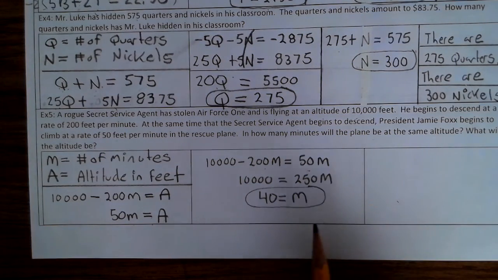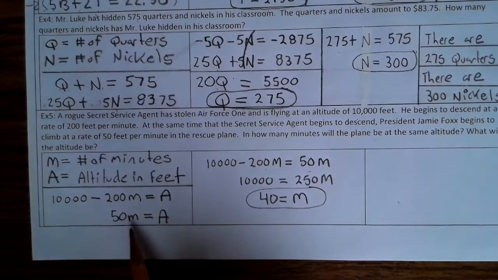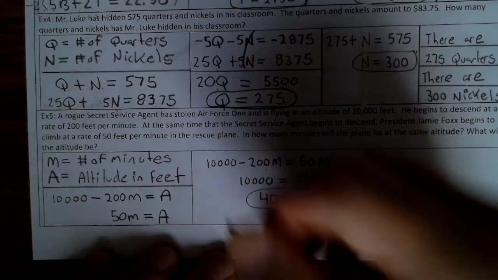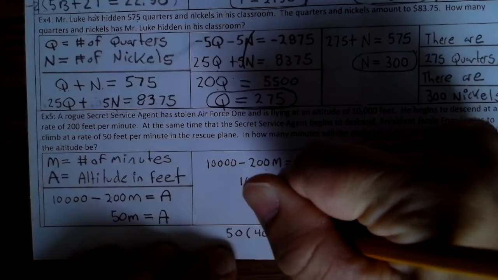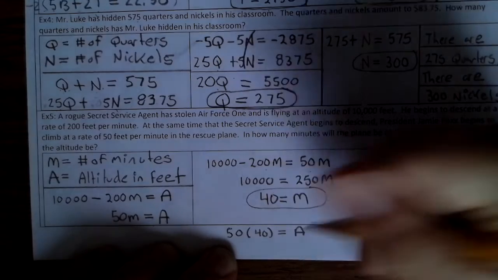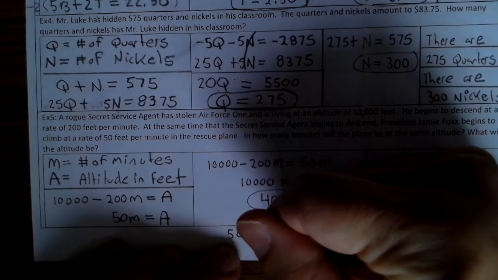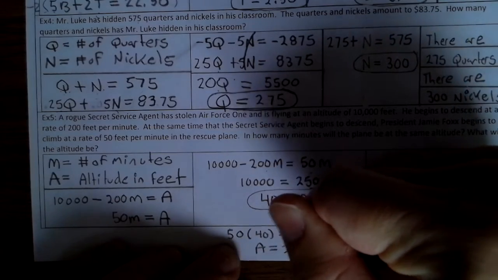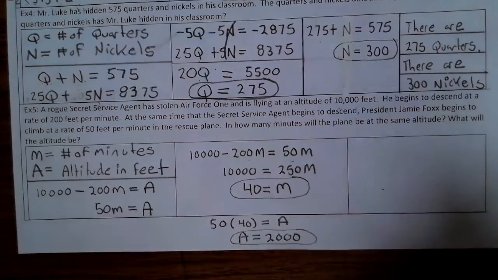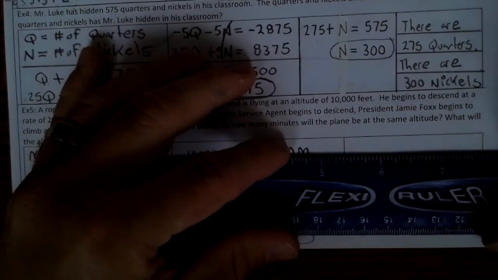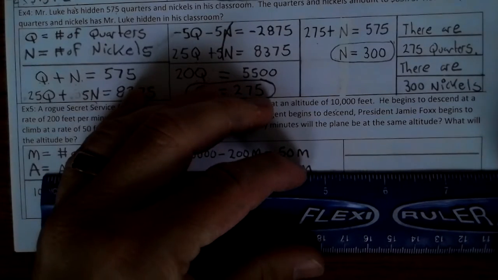Okay, now real simple, we're going to substitute 40 in for m into the second equation because it's more simple. So 50 times 40 equals A. So 40 times 50 is 2,000. So the altitude is equal to 2,000. So let's complete our work and state the solution.